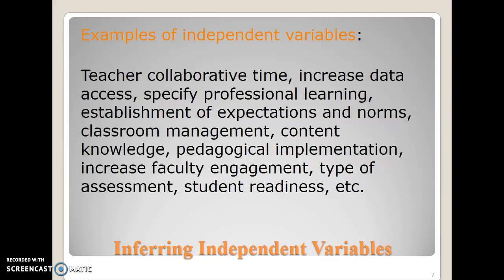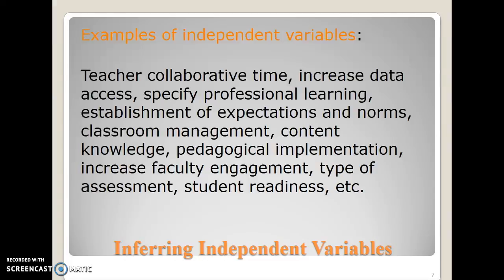So if we're talking about education, and we know that one of the biggest achievement goals right now is student achievement or student growth. So some of those independent variables that could impact students achieving could be teacher collaborative time. Is it available? And if so, what does it look like? What are they doing during that time? Increasing the use of data and increasing the access of data to teachers as well as to students. Specifying professional learning. So we're not just going in and every time we're having professional learning, it's diverse, it's wide ranging, it's not aligned, but something very specific to meet the students and the teachers' needs.